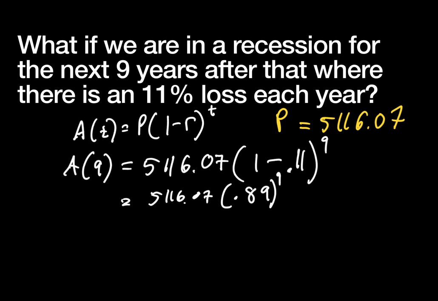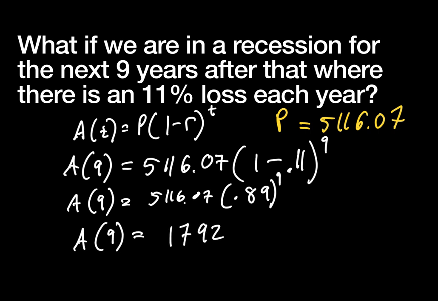So 0.89 raised to the 9th power is, in my calculator, 0.350356 and a bunch more numbers. That times 5,116.07. And some of you might be thinking, well, shouldn't it just be back to my original amount? It is not. We end up with $1,792, and rounding up, 45 cents.